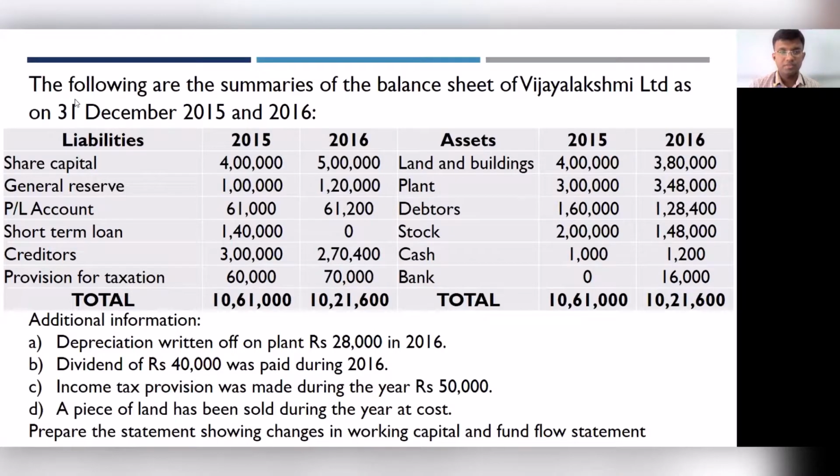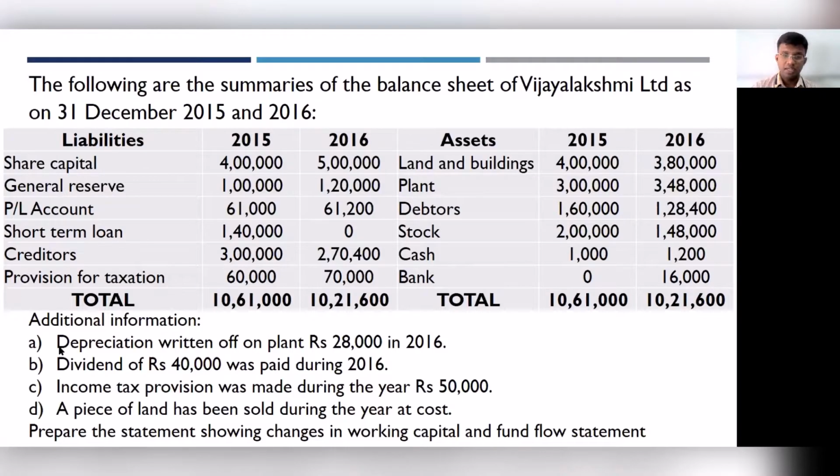In this question, we've been told that the following are the summaries of balance sheets of Vijay Lakshmi Limited as on 31st December 2020 and 2016. They've given us the liabilities, they've given us the assets. They've also given us some adjustments.